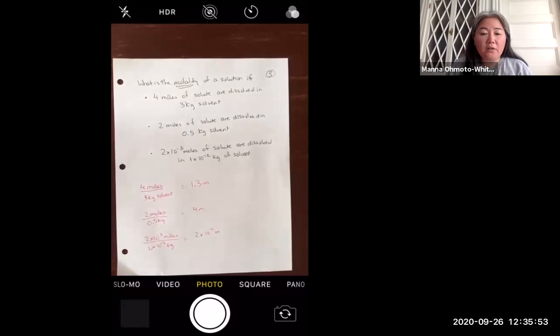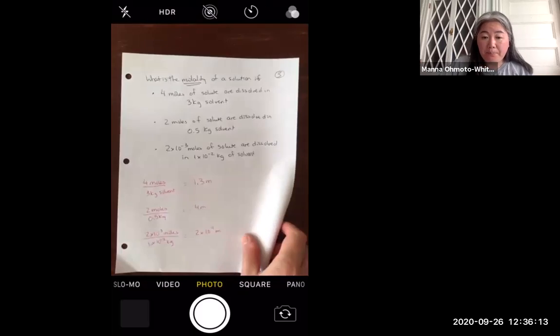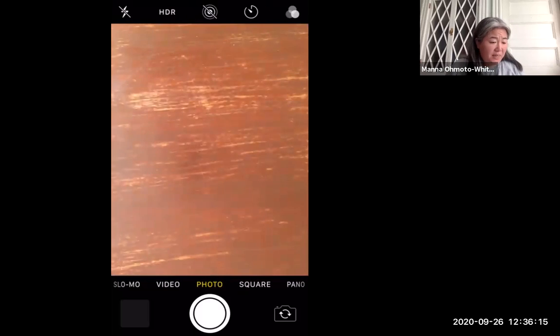So remember that a lot of the amounts that we're going to be using are going to have scientific notation, so make sure that you brush up on your scientific notation. The units here have to be little m, lowercase m, as opposed to the uppercase M that we had in the previous situation, because we're looking at molality, not molarity. It doesn't really have to be italicized.